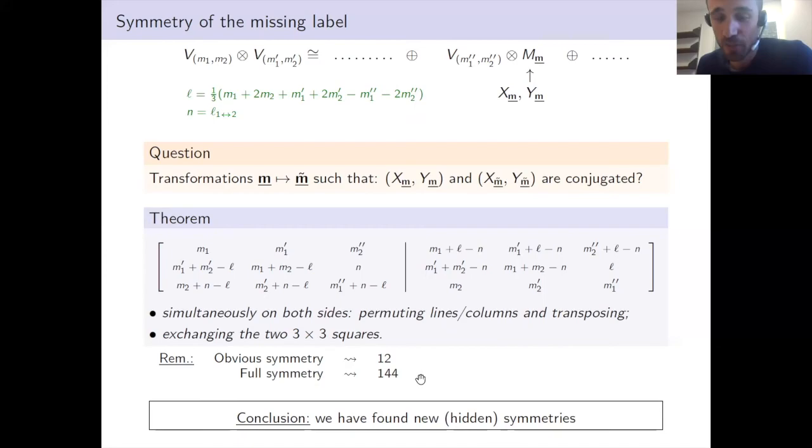Do you know the structure? It's a finite group. Yes, sure. Okay. We know the structure very well.